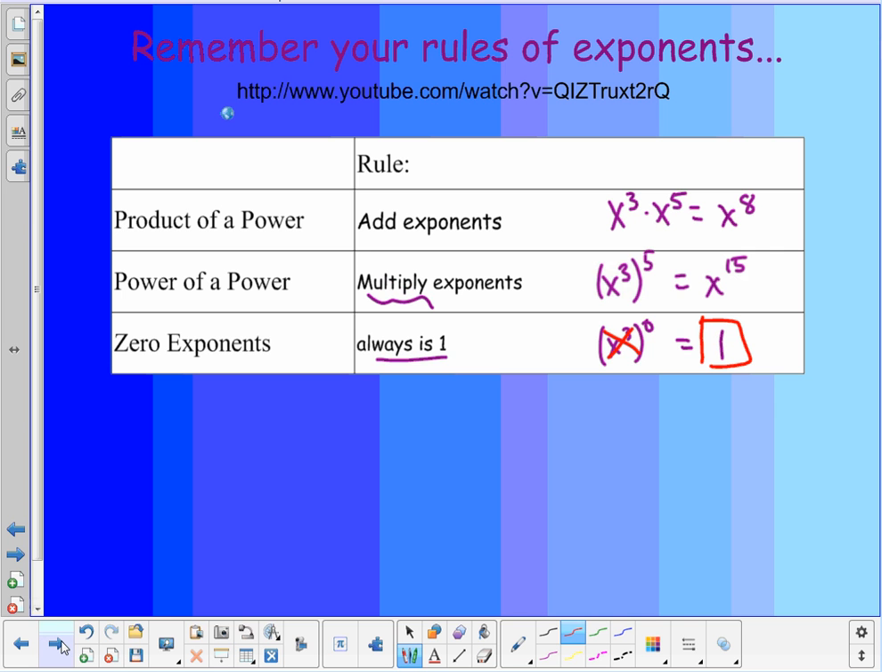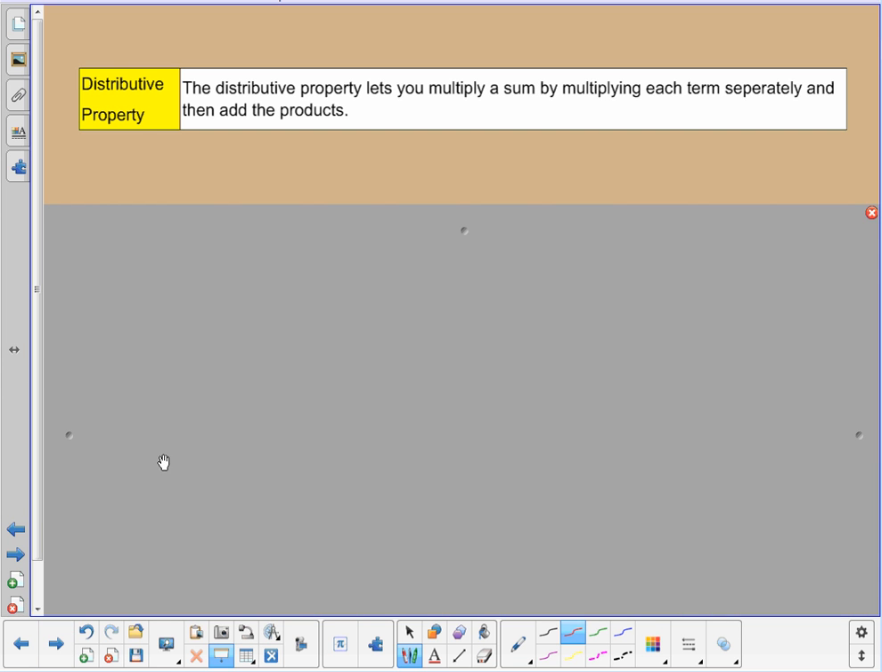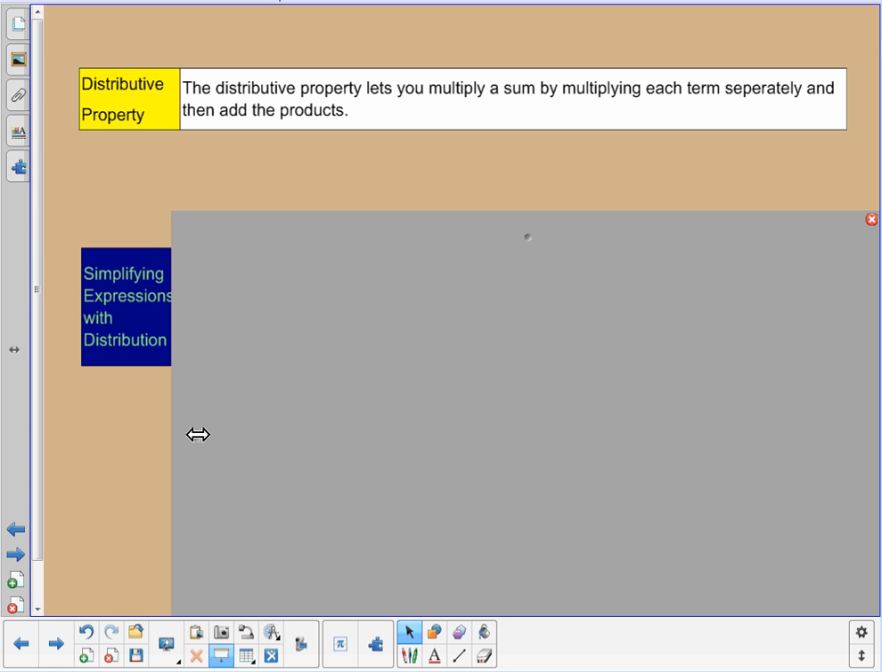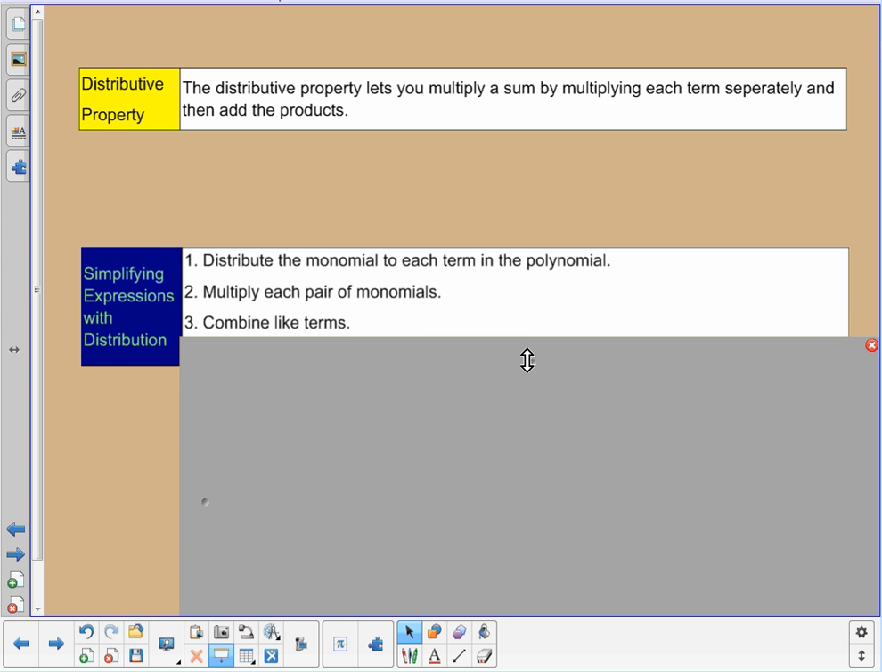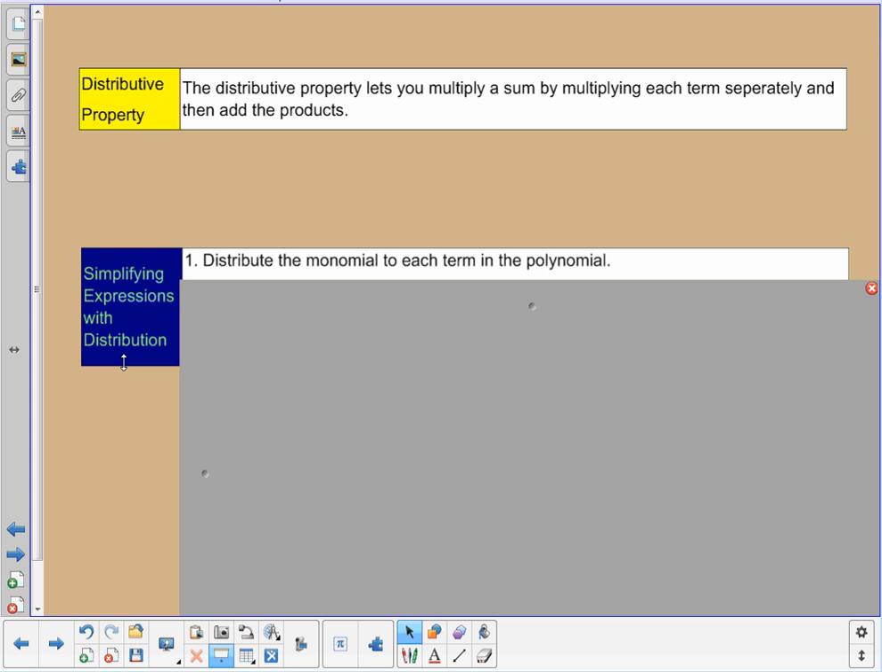Now we need to make sure that we also remember how we simplify expressions. So just a refresher on the distributive property. The distributive property is when we multiply a sum by multiplying each term separately and then adding the products. So it's like when we pass that thing that's being multiplied out front to every term that's in the parentheses behind it. If we're simplifying expressions using distribution, we need to distribute the monomial to each term inside of the polynomial. So we're going to distribute just like we would if they were just numbers.